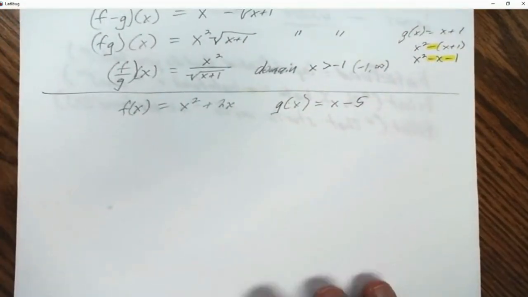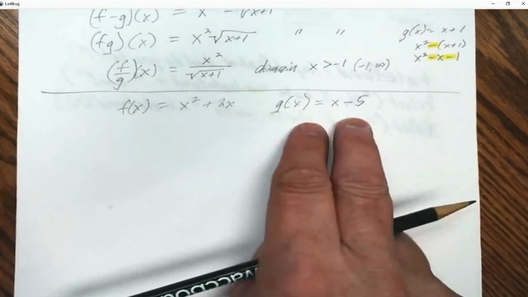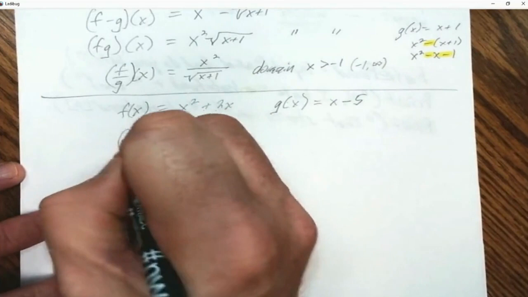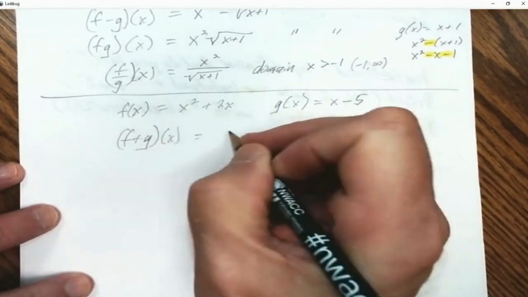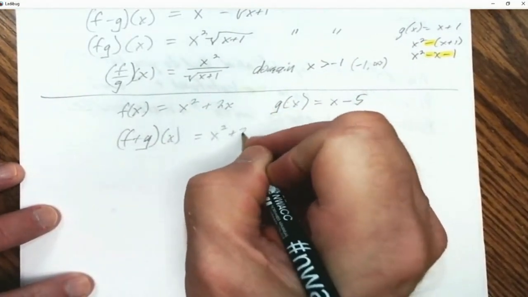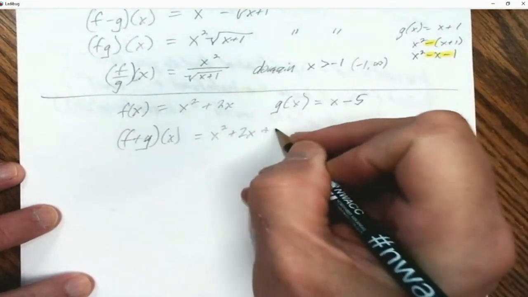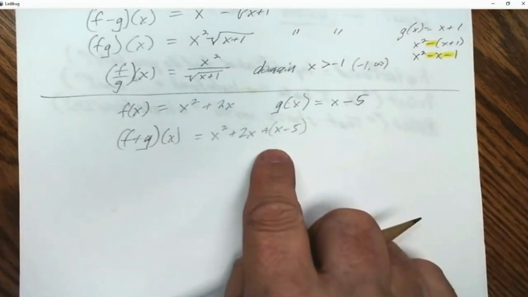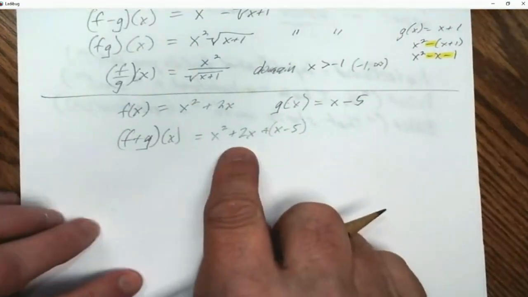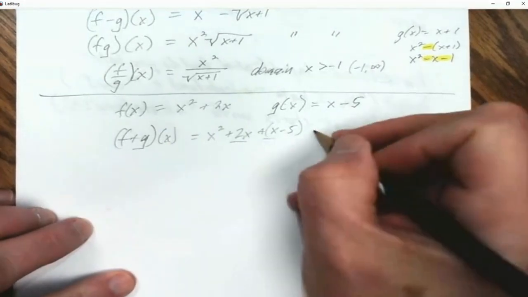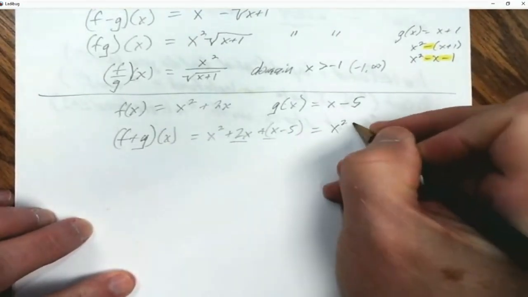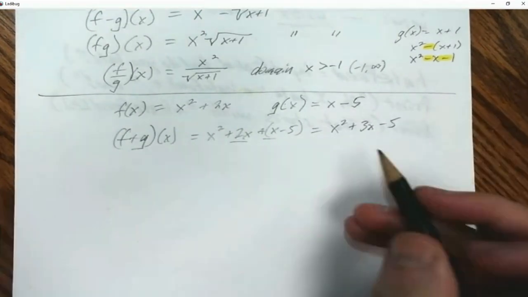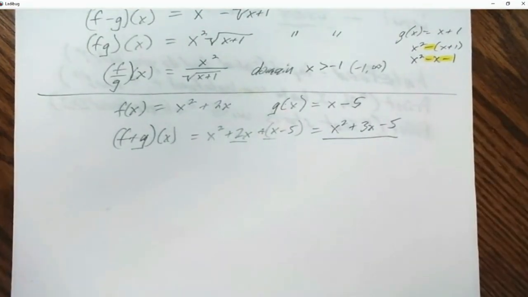Different case here. f is x squared plus 2x, g is x minus 5. So now if we do f plus g of x, that means we take x squared plus 2x and we add to it x minus 5. We're adding that to it. This is not a final answer because this could be simplified. We got 2x and 1x, so that means it's x squared plus 3x minus 5. That's what it equals when you add them together.